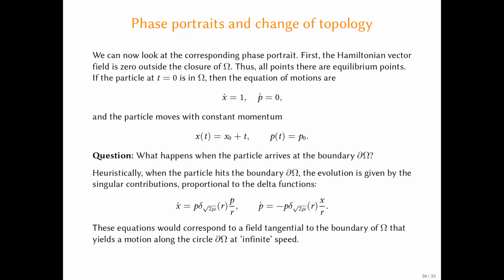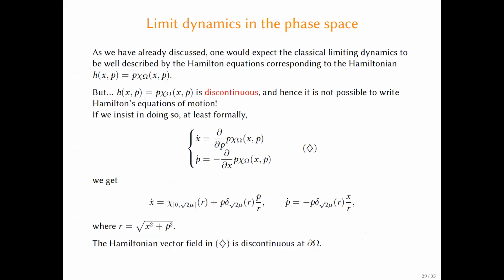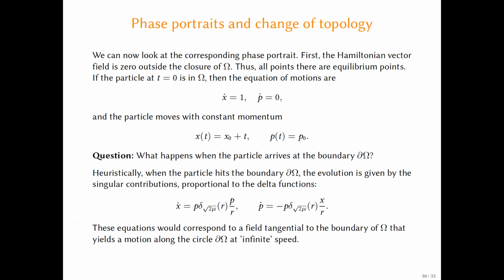Okay, so since we are inside the disk, the equations are very simple: x dot equal to 1 and p dot equal to 0. So the particle moves on a straight line until the particle reaches the boundary. When the particle touches the boundary, heuristically, in the previous equation the dominant part will be the one proportional to the delta distribution. So the equations are more or less this one, and heuristically this corresponds to a tangential field at the boundary. So the particle moves in this way along the boundary with infinite speed, and it reappears here, and it continues with the simple motion. So it is what happens on the physically expected time.